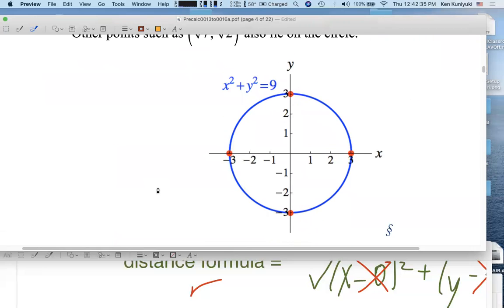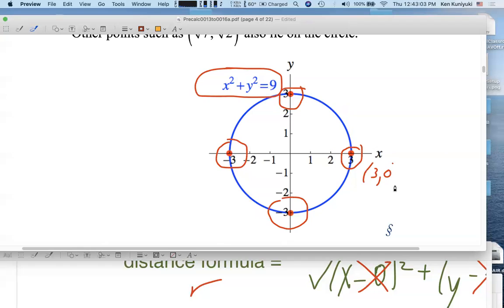So here's the graph of the equation x squared plus y squared equals 9. How many points lie on this circle? How many solution points are there for this equation? Infinitely many. But 4 of them are very obvious. 3, 0, 0, 3, negative 3, 0, and 0, negative 3. Those are the 4 most obvious ones. 3, 0 is a solution point. The point lies on the graph because 3 squared plus 0 squared equals 9. So the coordinates of the point will satisfy the equation.